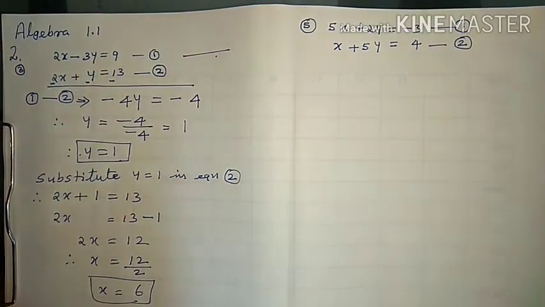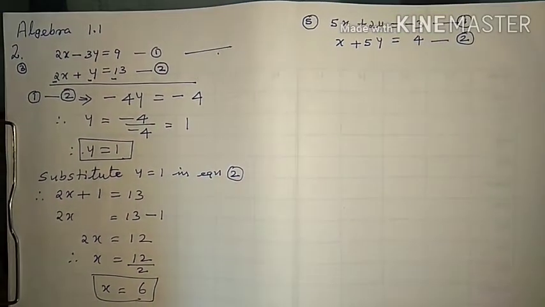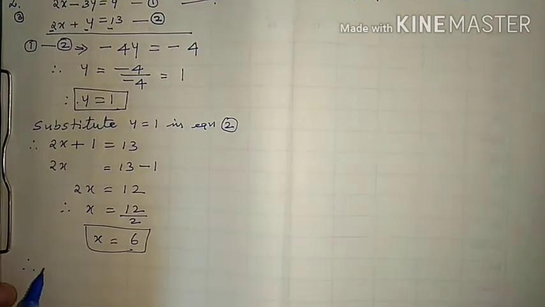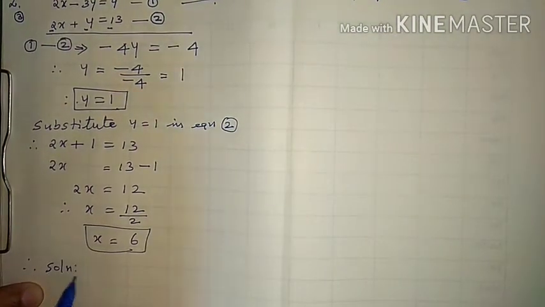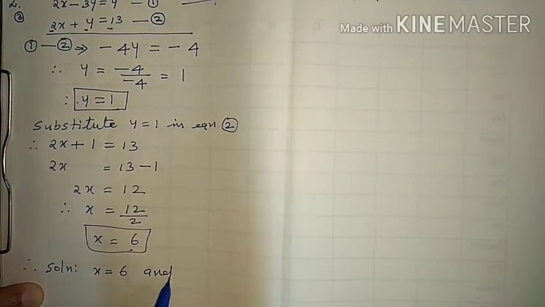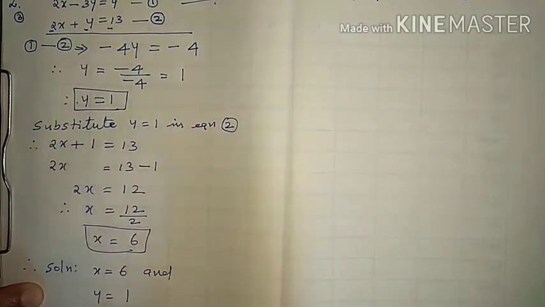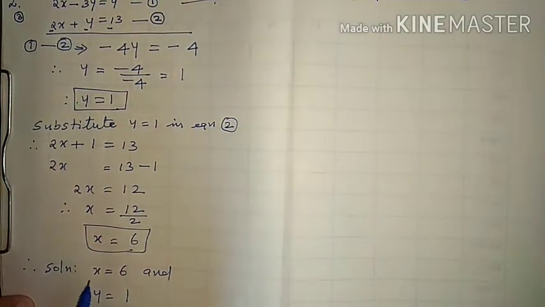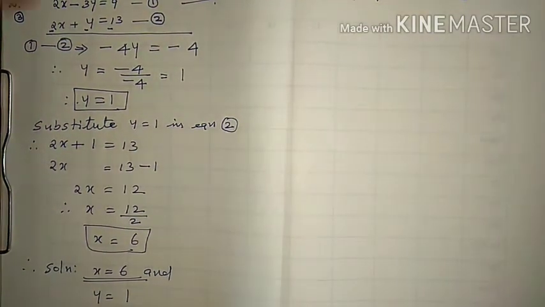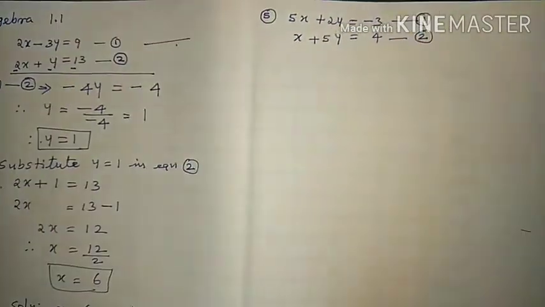x is 6, y is 1. So we can write the solution. Therefore solution, x is equal to 6 and y is equal to 1. These are the answers. x is equal to 6, y is equal to 1. It is a very easy question only, nothing to worry, just go through it, you will get it.